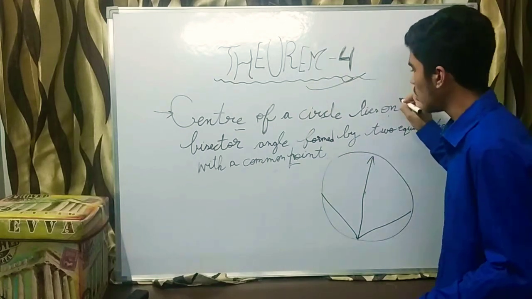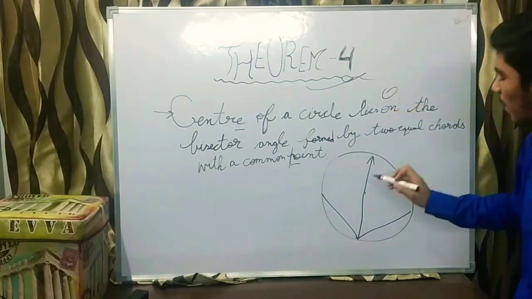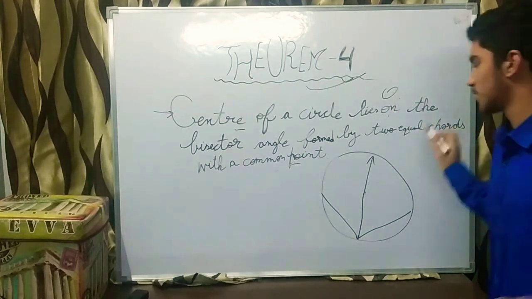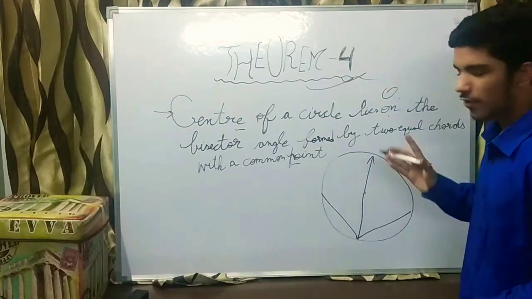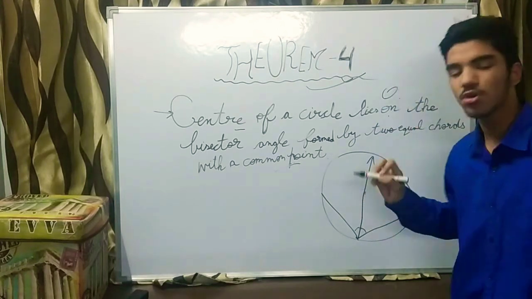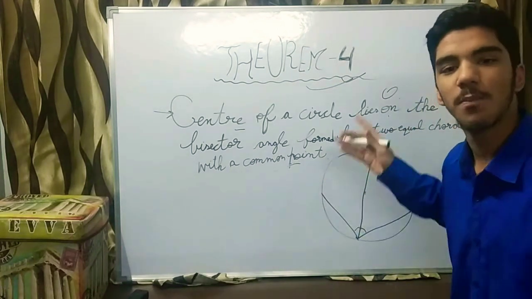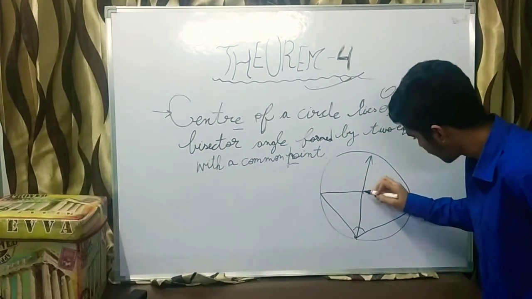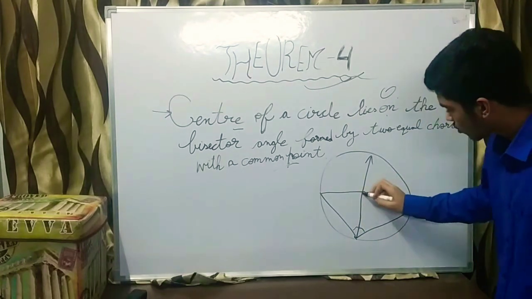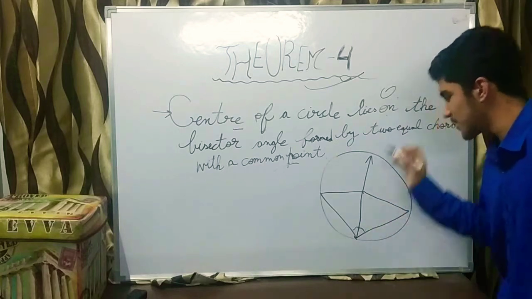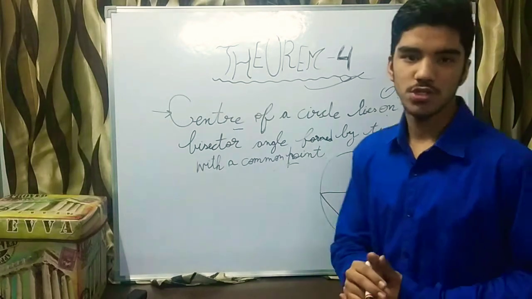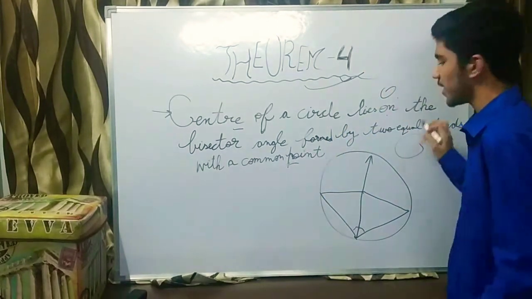Now let us prove that the bisector of the angle formed by two equal chords with a common point passes through the center. How will we prove it? We know that this is passing through the center. Now let us prove that this angle is equal to this angle, so that we can prove that this is the bisector. Let us draw a triangle. We know that these two chords are equal, this common side is equal, and this angle is equal. So these two triangles are congruent by the SAS congruence rule. So this theorem is proved.